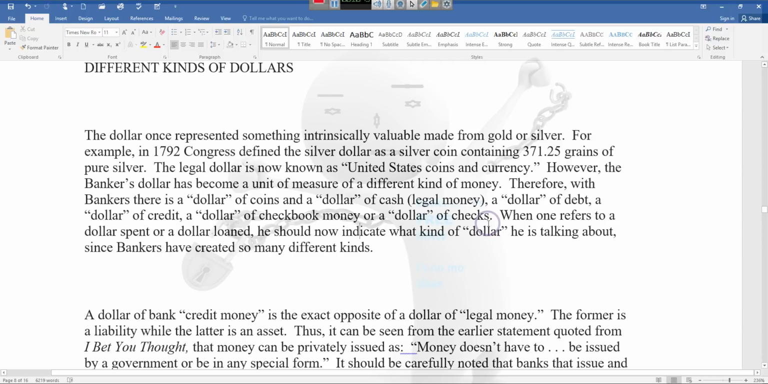Ladies and gentlemen, $1 is legal tender. So anything deemed to be legal tender is considered $1.